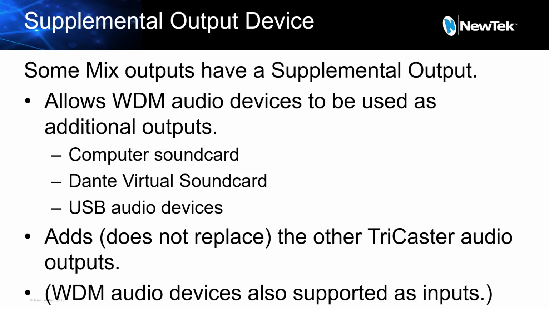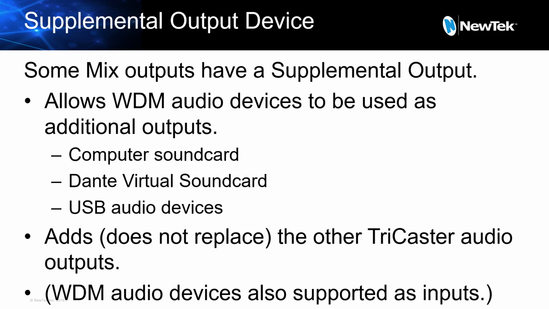Finally, there's also the supplemental audio output device option. And this is a dropdown that you will find on some of the outputs depending upon your TriCaster model. And this allows you to select a Windows driver model or WDM audio device as an additional output. This output is in addition to what the TriCaster would normally do. So using this does not take away the SDI, NDI, or analog outputs as normally found in the TriCaster. This gives you one additional type of output that you can use.